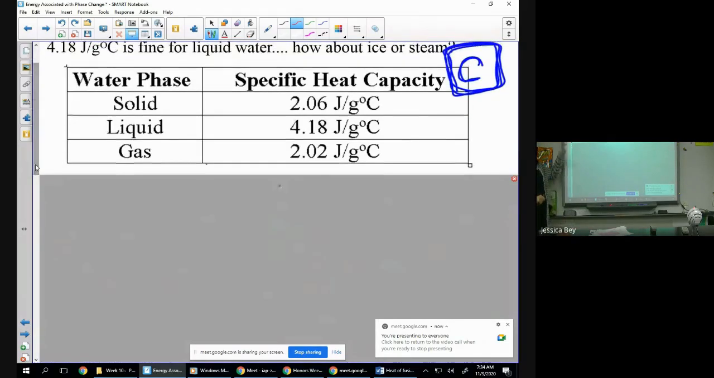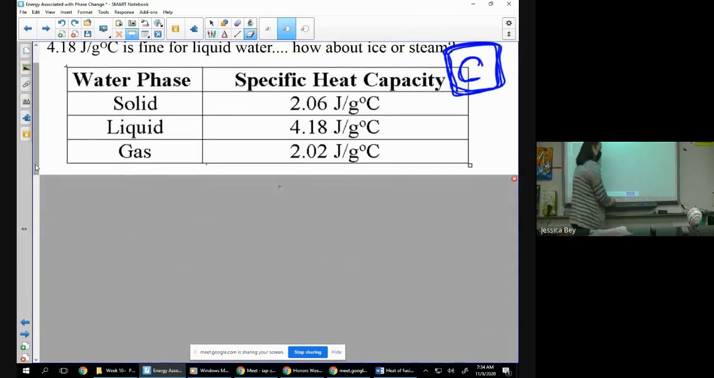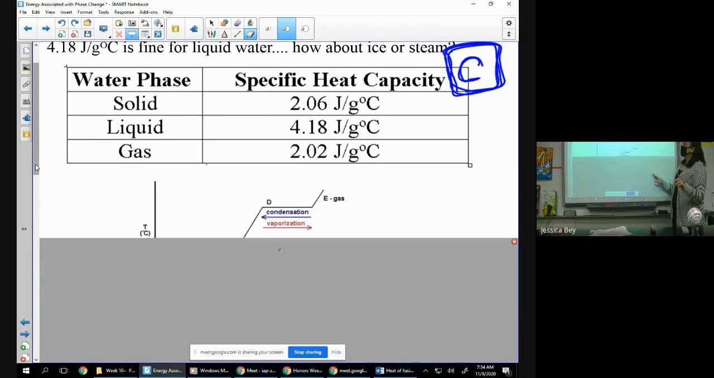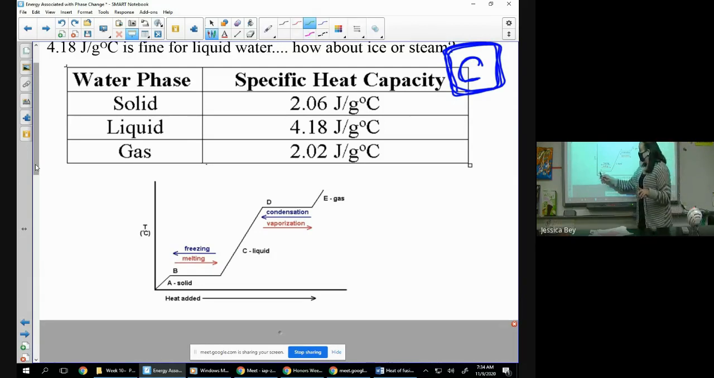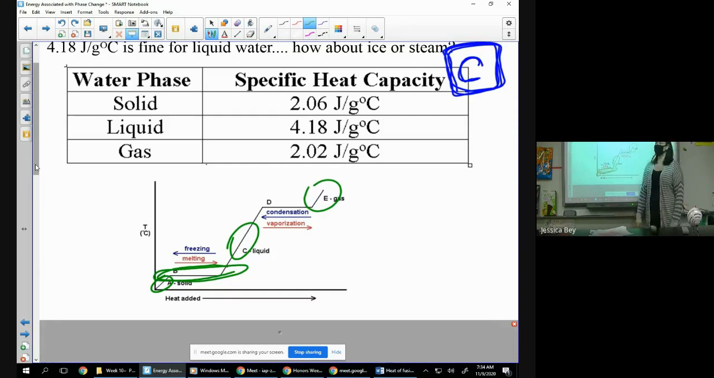Let's do it. Now, the only other thing that we have a big problem with are phase changes. The idea here is that you can heat and cool a solid, heat and cool a liquid, heat and cool a gas. But when I am melting or freezing, is there a temperature change? No. And if I am boiling or condensing, is there a temperature change? That flat line tells me there's no temperature change.